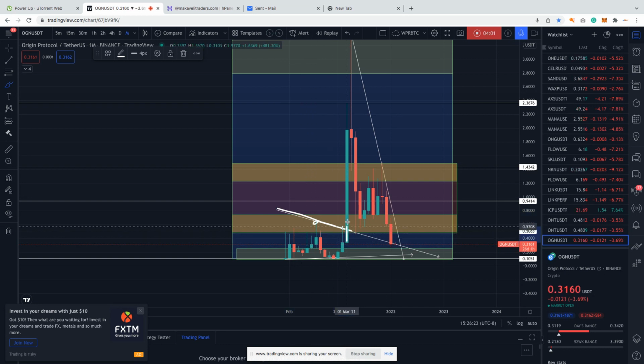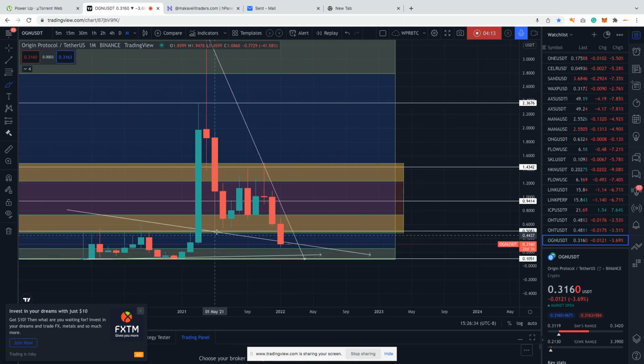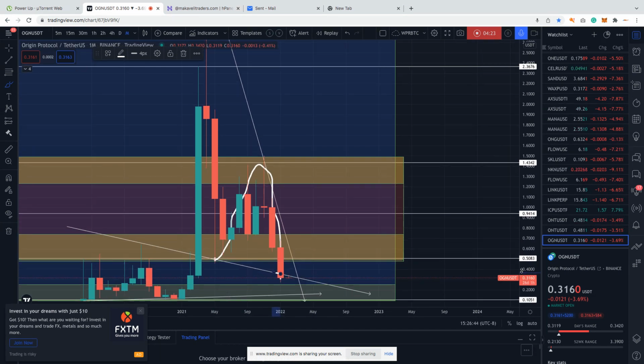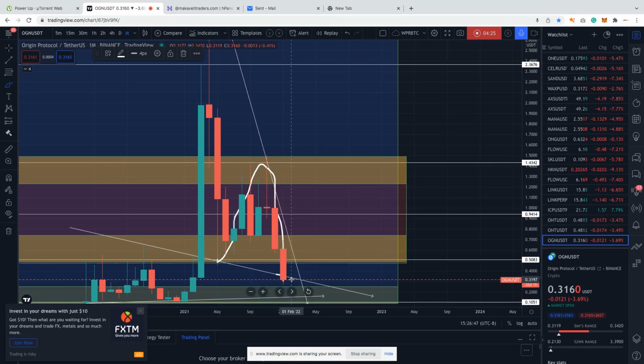But they broke the seller's line. The funny thing is that when they returned, they bounced on the seller's line. This is where they touched it. So let's zoom in and analyze that together. When you zoom in, you find that here they touched the seller's line and had a bounce. Now they are back at the seller's line, but this time they have pierced it, and currently you can see them below the seller's line.